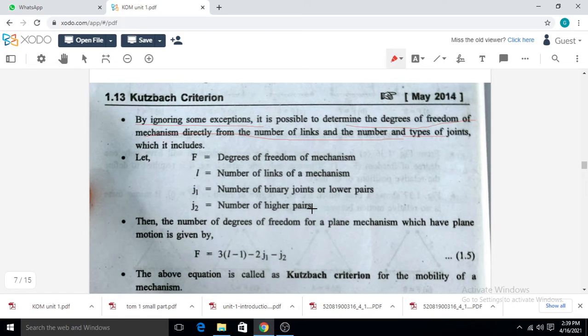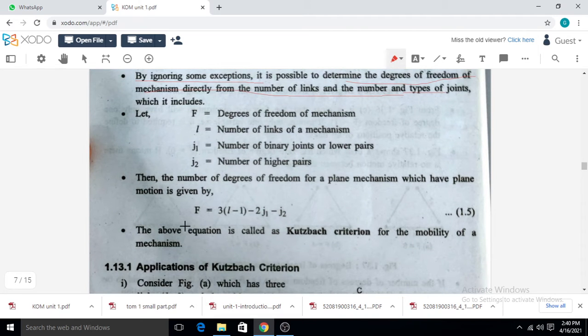Lower pair means if two links are connected together and have a surface contact between them, then it is called a lower pair. And a higher pair, if there is a point contact or line contact, then it is called a higher pair. So we can find the degree of freedom by knowing the number of links, the number of binary joints or lower pairs, and the number of higher pairs of the mechanism.